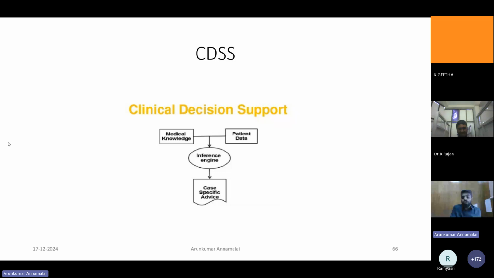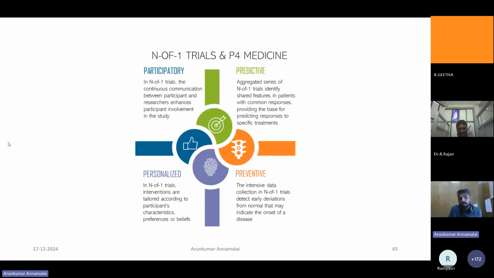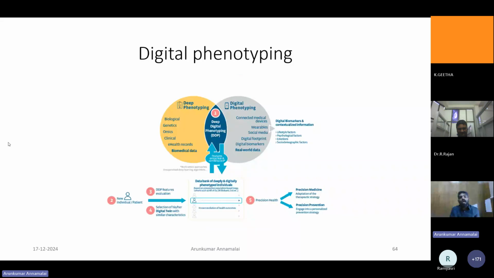You should specialize on clinical decision support systems. You should specialize on P4 medicine. You should specialize on digital phenotyping, because at this point of time, there is an acute shortage of professionals, experts who can understand digital phenotyping, who can understand N of 1 trials, who can understand CDSS.